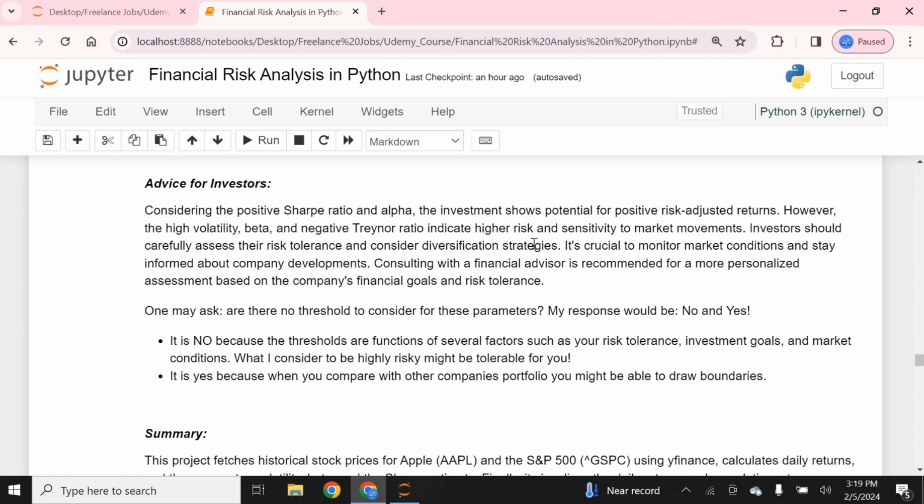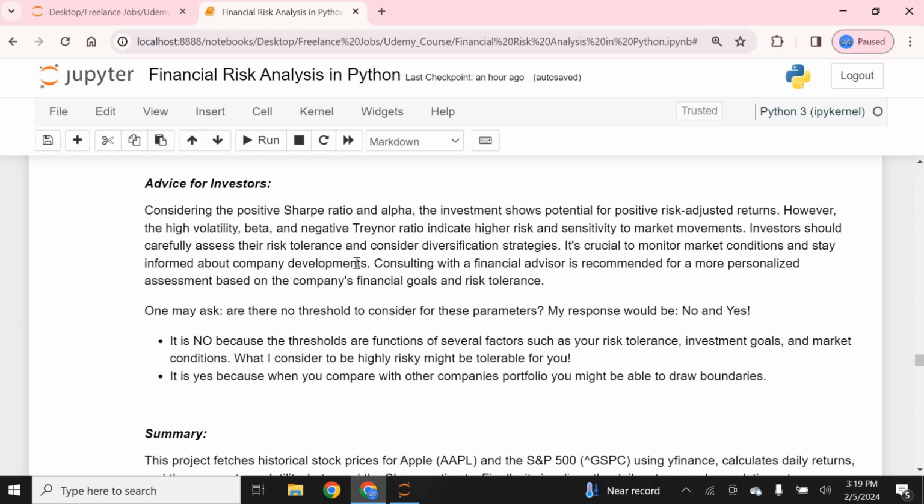consider diversification strategies. So not that they will now focus mainly on Apple. It will be better that probably they diversify their investment. So it's crucial to monitor market conditions and stay informed about company development.